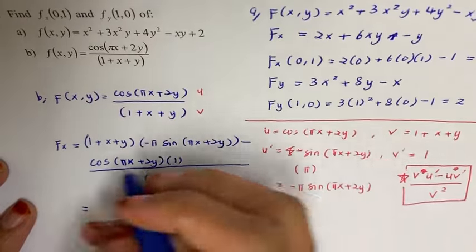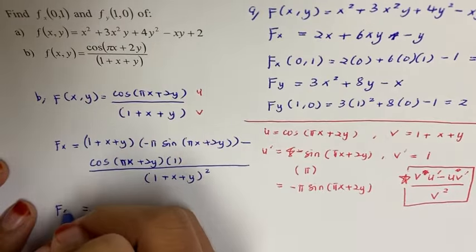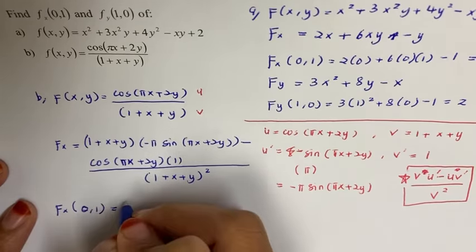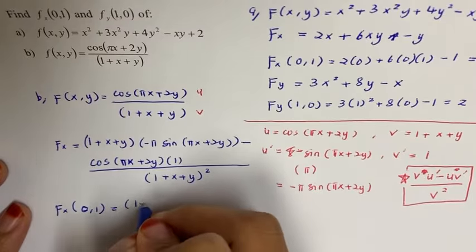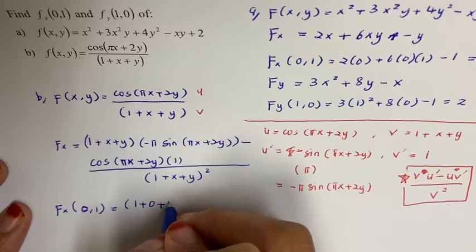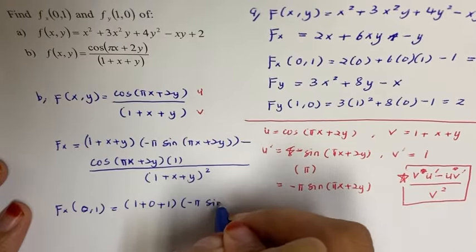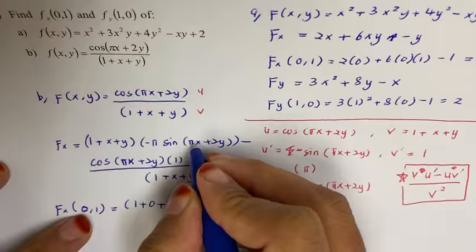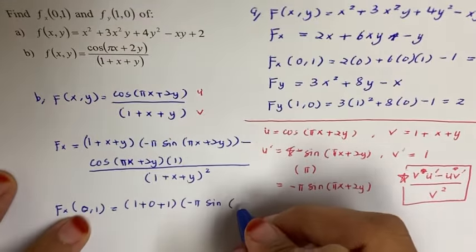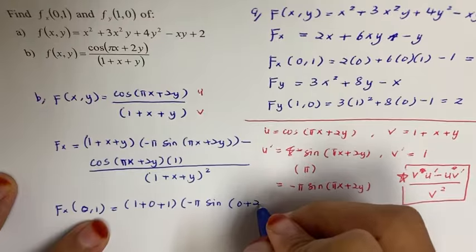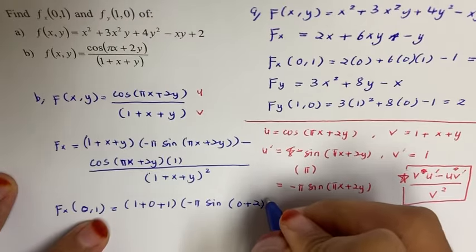Or you can just substitute the value of x and y. x and y is 0, 1. f_x(0, 1) is equal to 1 plus x is 0, y is 1. Multiply minus pi sine pi x. Pi multiplied by 0 is 0 plus 2y. 2y is equal to 2.